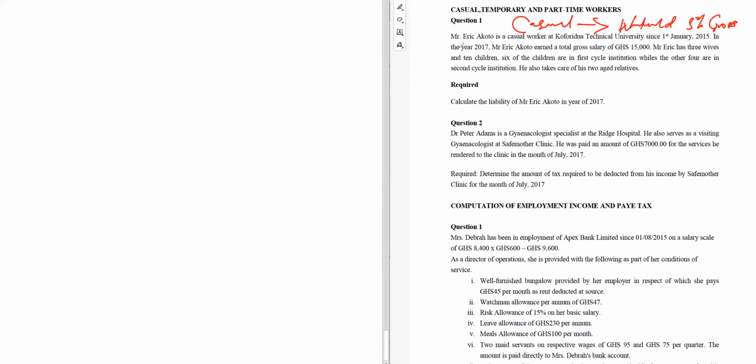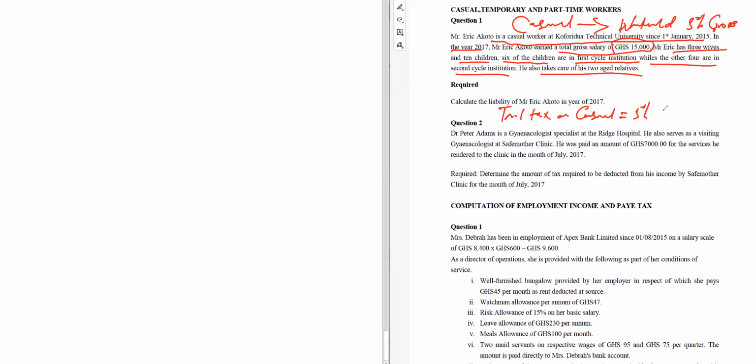So we are saying that when you look at Mr. Akoto, they don't get any benefit like reliefs or anything. Mr. Eric Akoto is a casual worker at Koforidua Tech. In the year 2017, he earned a total gross salary of 15,000, and he has 3 wives and 10 children. Six of the children are in first cycle institution, while the other 4 are in second cycle. He also takes care of 2 aged relatives. You are not concerned. Casual staff. So what's the final tax on casual staff?